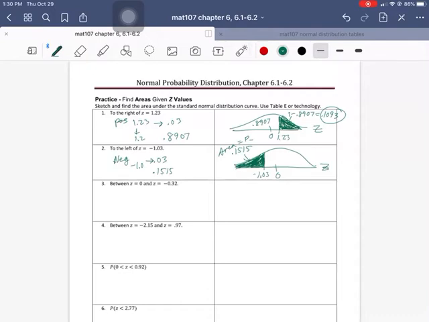Okay. Between, all right, between a 0 and a negative 0.32, right in there. All right, which means I'm going to look up this one in the table. And what's the 0? Do I need to look up the 0 in the table? It's going to go this way, which is 0.5.